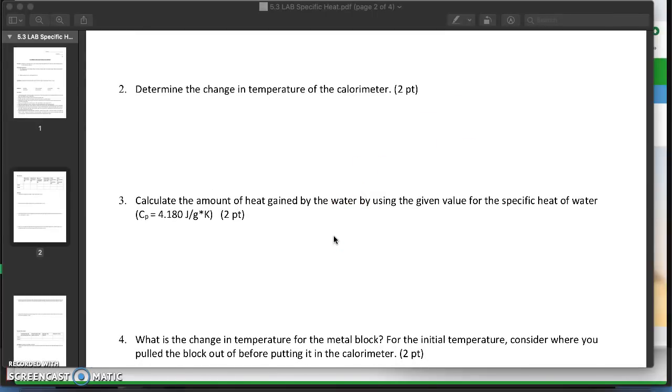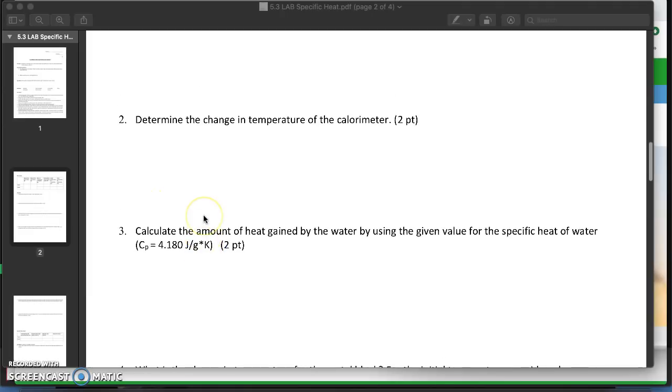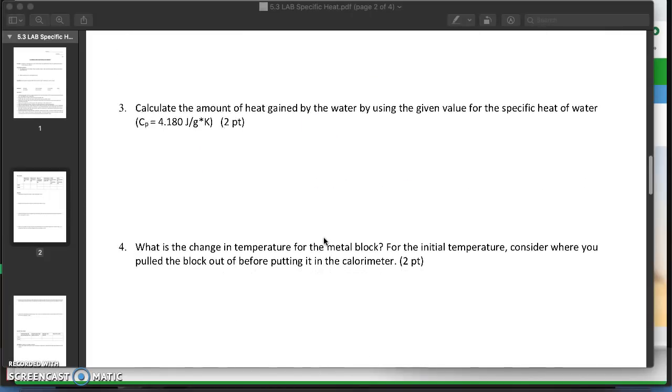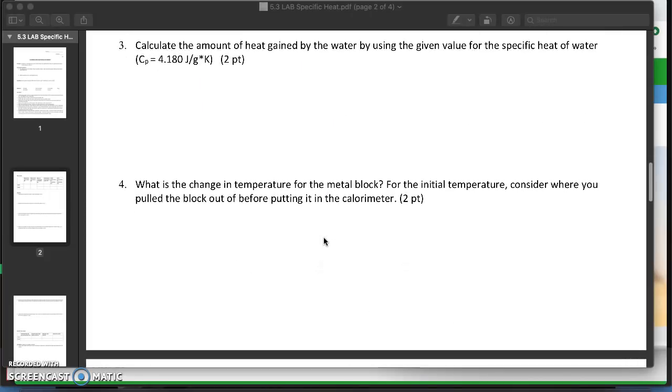For calculating the heat gained by water, use the given specific heat of water. So this is the specific heat of water, and you're going to use that Cp, and remember the equation is Cp equals Q over the change in temperature times mass. So you're going to rearrange that to get Q equals Cp times the change in temperature times mass. This is your Cp, your specific heat of water. You're going to use the change in temperature you found in number 2 and the mass you found in number 1. Again, everything's done twice, once for each trial.